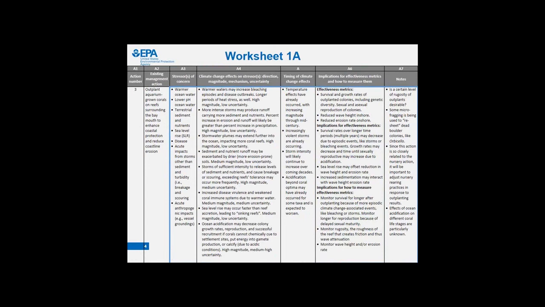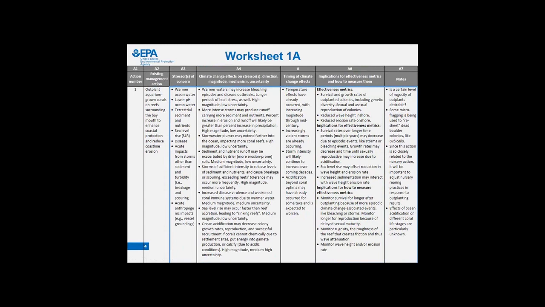So again, you've got worksheet 1A. The action here, number 3, is outplanting aquarium-grown corals on reefs surrounding the mouth of the bay to enhance coastal protection and reduce coastal erosion. The reef restoration work that my group and others are involved in here is not explicitly focused on dealing with erosion and that sort of a goal at this point, but it is something that we're beginning to explore. So it was really great to work through this.